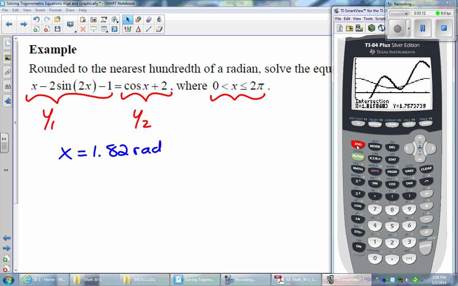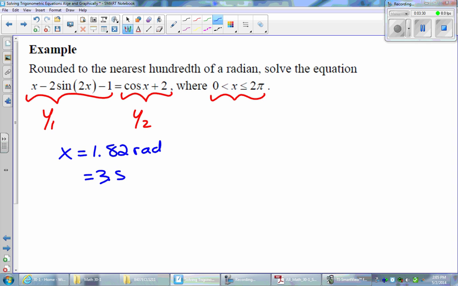So let's go back to second trace, select 5 for intersect, and let's address the next intersection point, which is right here. So I'm going to select a point right there, and second curve, that's fine right there, and then press guess. And my second solution is about 3.55 radians. Okay, and let's find that third last solution.